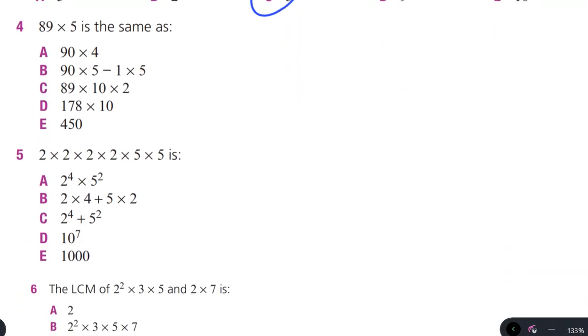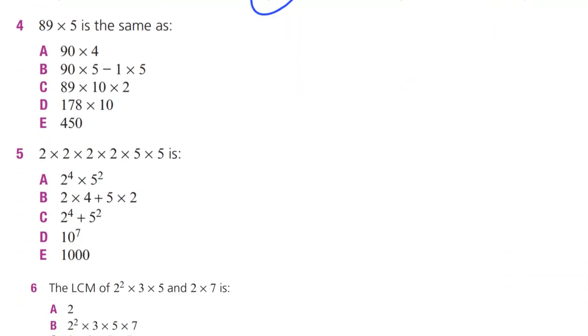89 times 5 is the same as 90 lots of 5. Take 1 lot of 5. That's 89 lots of 5. This is 2 to the 4, and this is 5 to the 2. So it's 2 to the 4 times 5 to the 2, not plus.